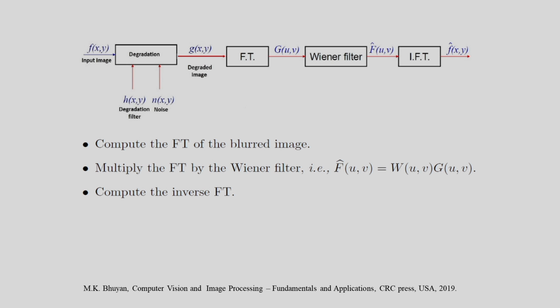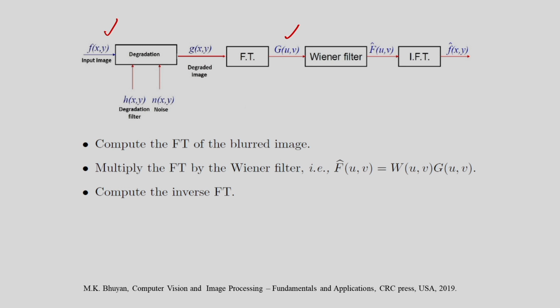First, the input image is this. After this, I am considering the degradation filter and noise, that is the additive noise. After this, I am getting the degraded image. I am considering the Fourier transform of the degraded image, and I am getting G(u,v). After this, I am applying the Wiener filter, so I am determining the approximate value of F(u,v). And after this, I am taking the inverse Fourier transform to get the restored image.